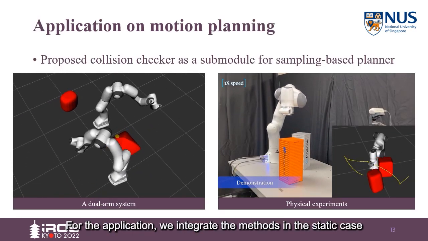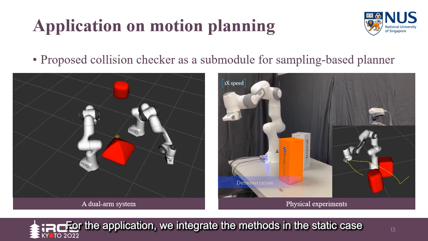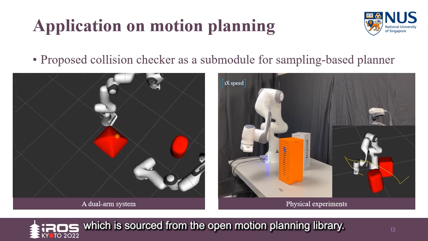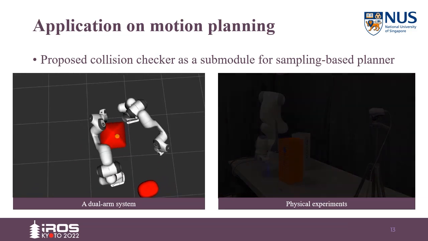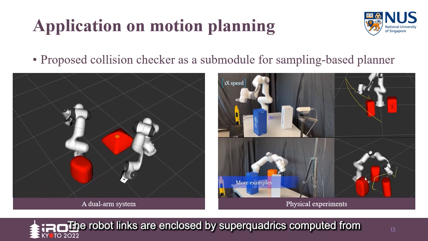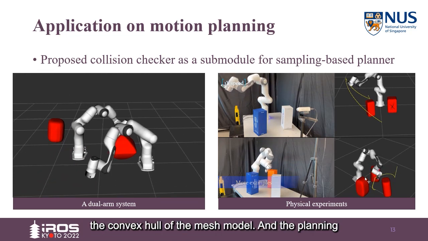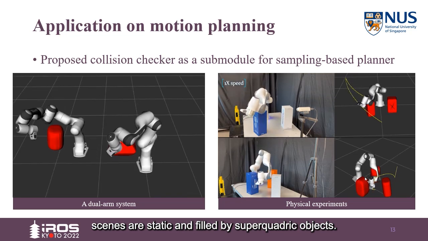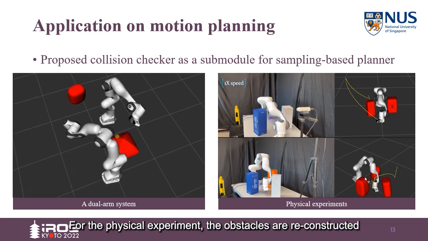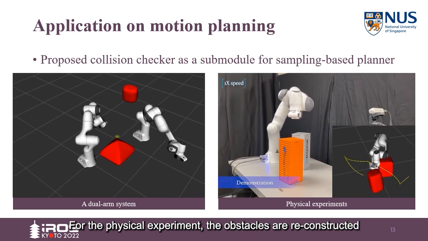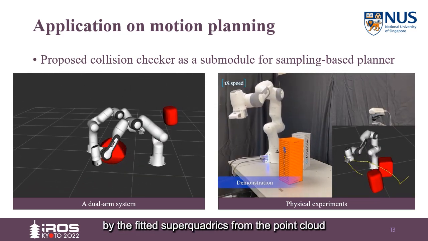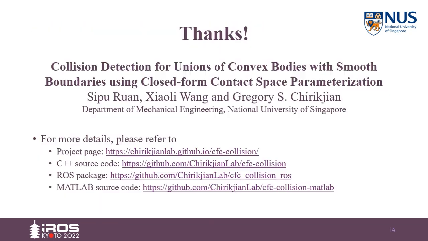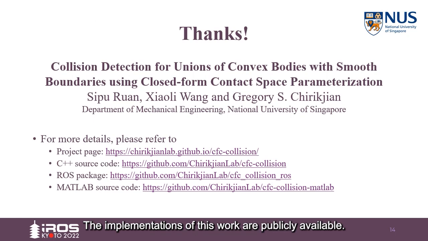For the application, we integrate the methods in the static case into a sampling-based motion planner, RRTConnect, which is sourced from the Open Motion Planning Library. The robot links are enclosed by superquadrics computed from the convex hull of the mesh model, and the planning scenes are static and filled by superquadric objects. For the physical experiments, the obstacles are reconstructed by the fitted superquadrics from the point cloud data acquired by the depth camera. The implementations of this work are publicly available.